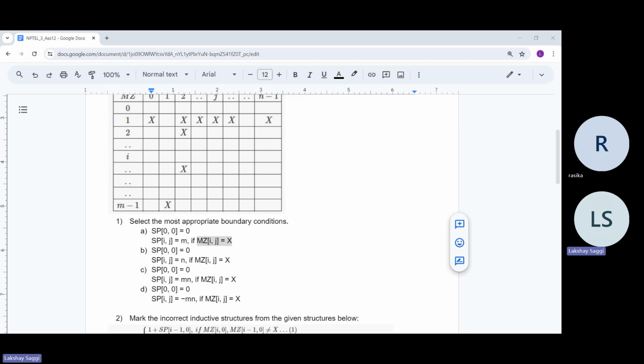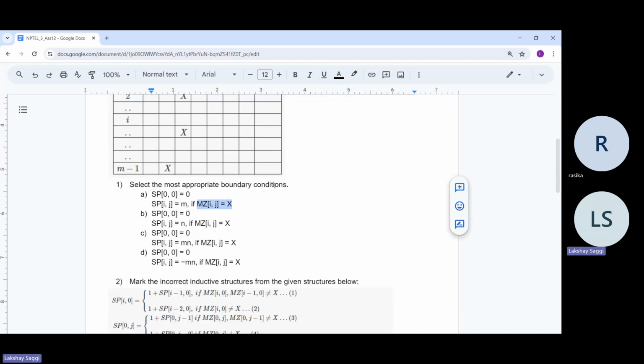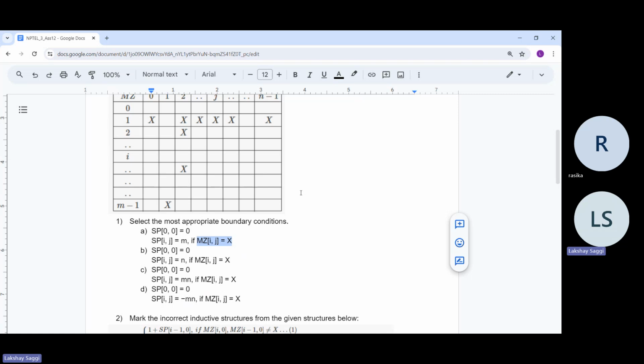So I hope my point is clear that if a cell has a cross inside it, then there won't exist any path from (0, 0) to that cross, right? So if there exists no path, we can just say that there exists a path of length infinity, right? Because saying that a path of length infinity exists just means that there does not exist any path anyways.